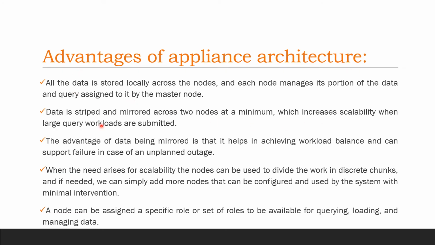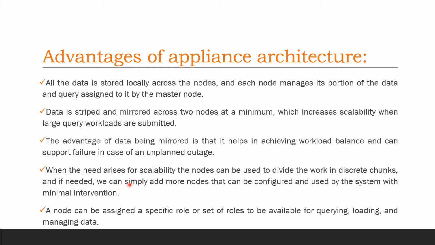The advantages of this architecture. All the data is stored locally across the nodes, and each node manages its portion of data and query assigned to it by the master node. Data is striped and mirrored across two nodes at a minimum. This will increase the scalability when large query workloads are submitted. The advantage of data being mirrored is that it helps in achieving workload balance and can support failure in case of an unplanned outage. Fault tolerance.